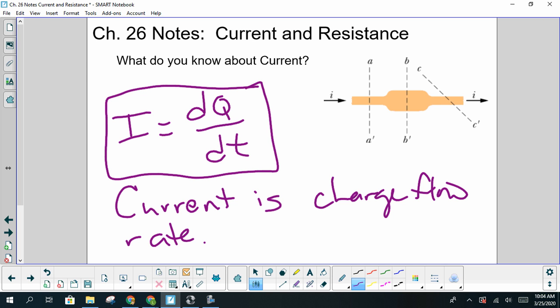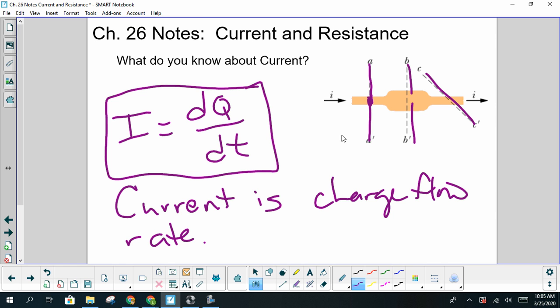So if you were to look at this strange picture that we have here, our current that's flowing through this line from A to A prime is the number of charge carriers that go past that point in 1 second. Same thing here and same thing here. And those current values are all going to be the same. They're not going to be different depending on where you're at because we know charge is conserved. That's another really important concept that we have to invoke here.